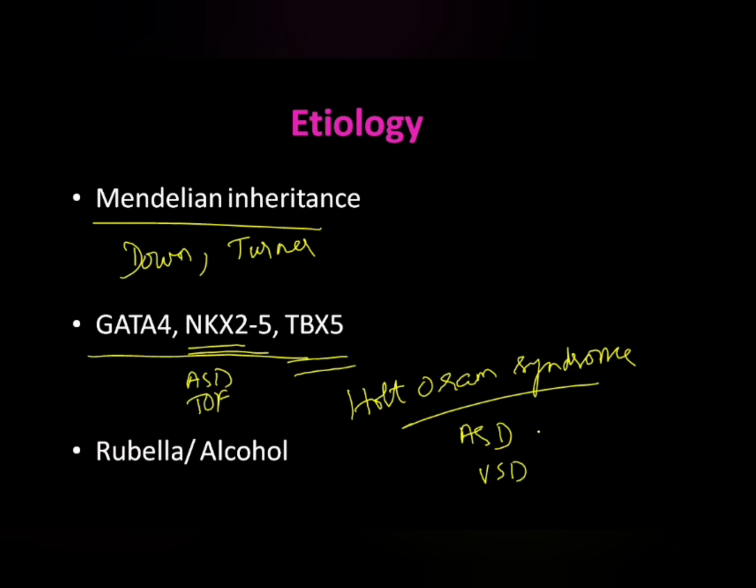Apart from this, whenever the mother is exposed to rubella infection or there is alcohol consumption during pregnancy, the baby can have atrial septal defect.